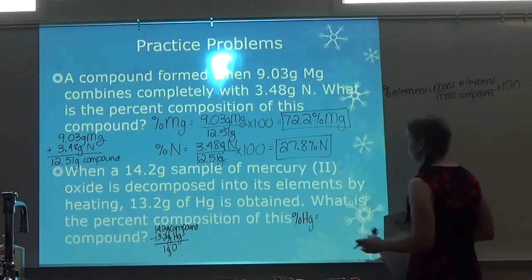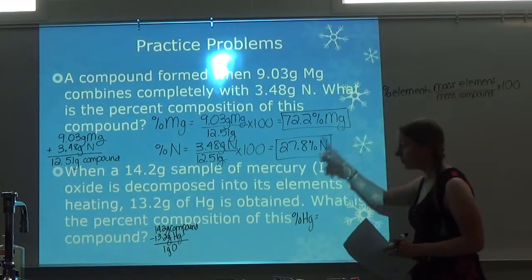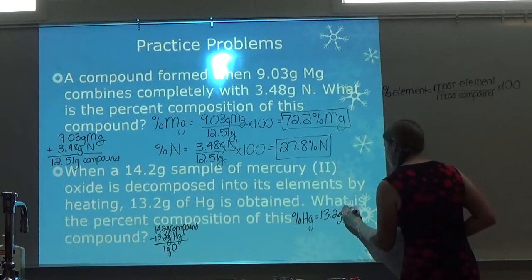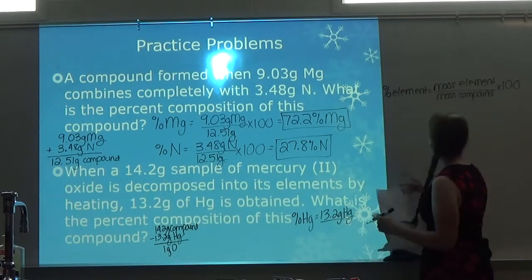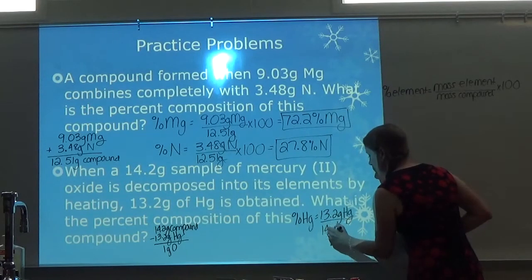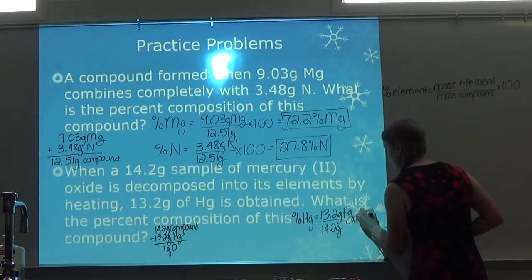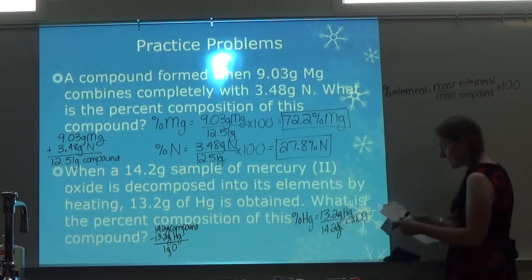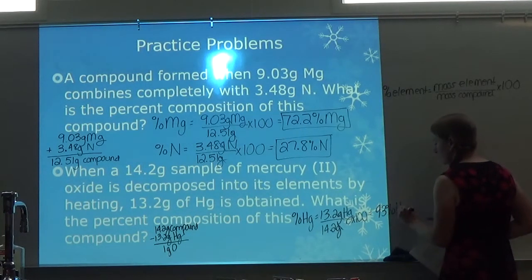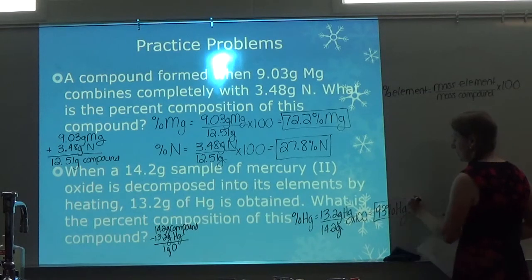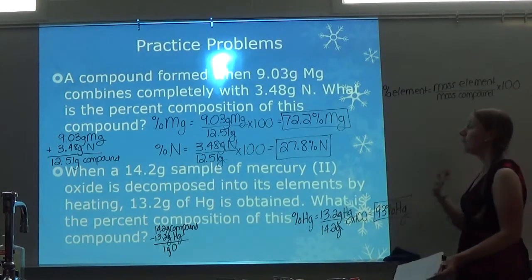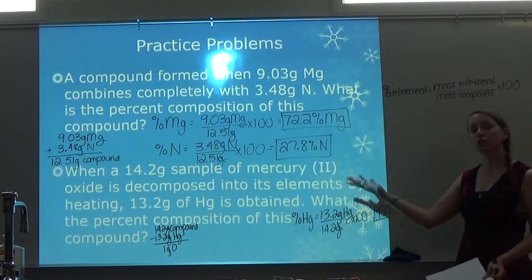So my percent of mercury is mass of just the mercury, which is 13.2 grams, over mass of the whole compound, which is 14.2 grams, times 100 to make it a percent. My grams cancel, and so I got about 93% for mercury, so 93% Hg. So obviously I can tell that oxygen should be about 7%, but I'm going to go ahead and plug it in just to make sure.